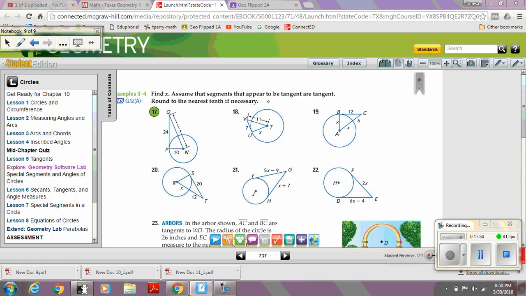On 22, we're going to use 10.11. Oh, anytime we use Pythagorean's theorem, we're using 10.10, just FYI. And for 10.11, it tells us that, again, if two tangent lines intersect at the same point, they're congruent. So in this one, FE is congruent with DE.